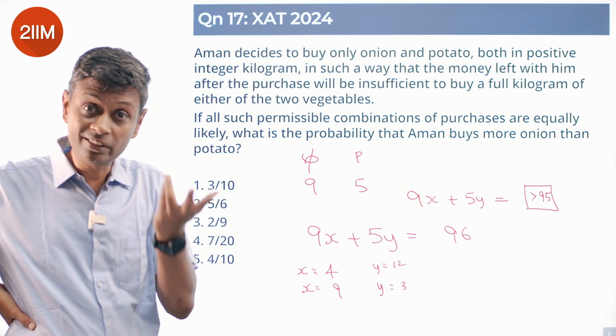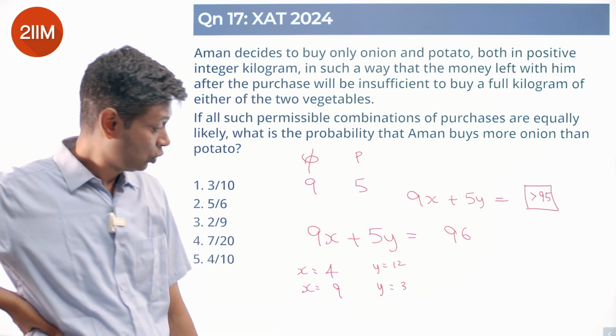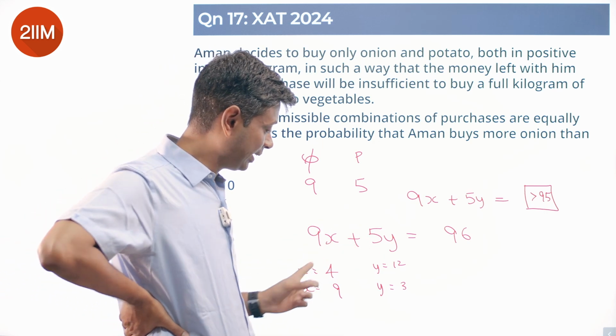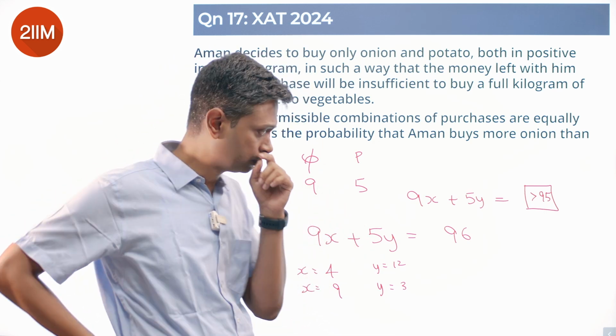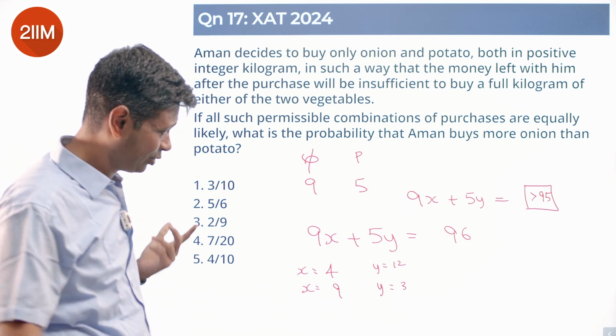But this is only for 96. I have to do for 97. So 4, 12, 9, 3 works. Both of them work. Now I do for 97. Let's do this. We've got a template.